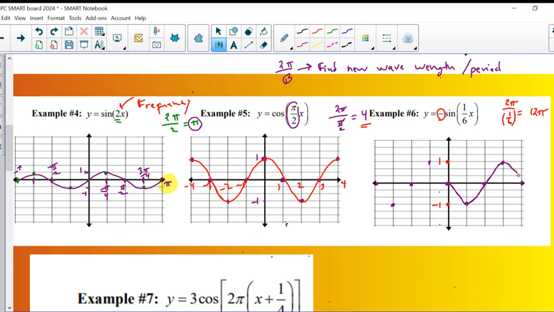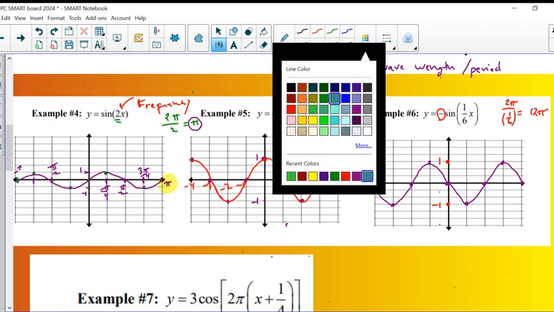Now, some people try to get lazy and make that pointed. Please don't do that, right? It's a curve, it's a circular function, okay? Very nice. Now, we go back and we label, because we knew our new period was 12 pi.